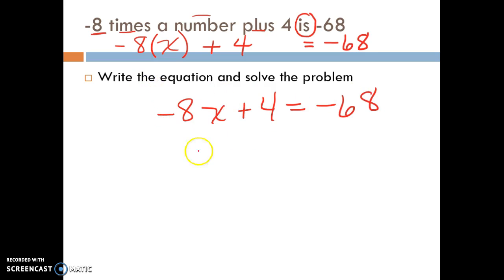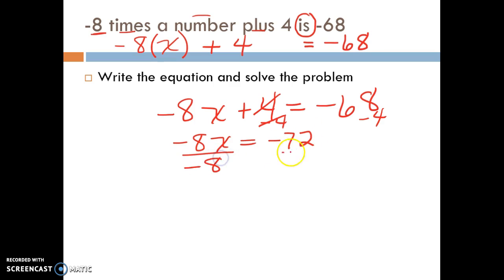Now we'll need to solve. First strategy, let's subtract 4 from both sides to get our constants together. 4 minus 4 gives us 0. Negative 68 and negative 4 gives us negative 72. Divide both sides by negative 8 to isolate our x. We have a negative divided by a negative. That will give us a positive answer.